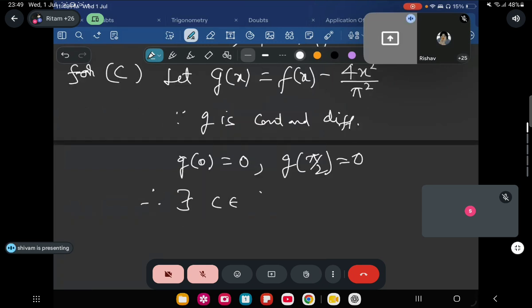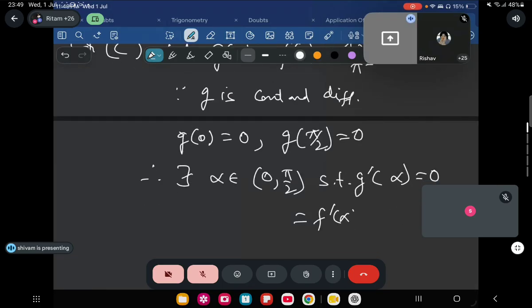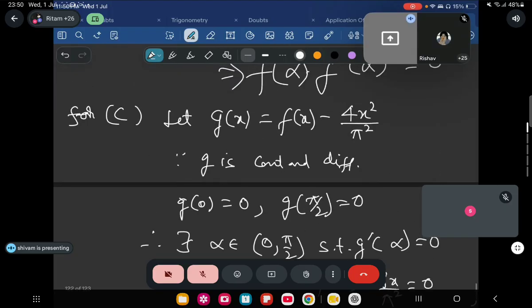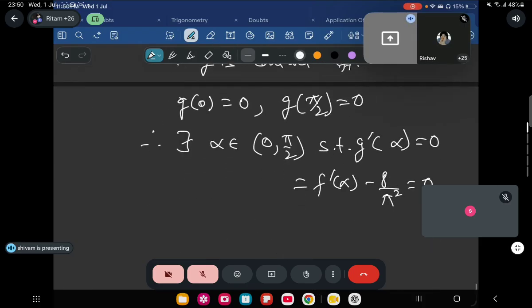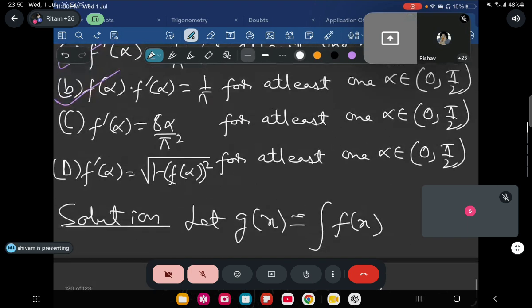Therefore, there exists some alpha belongs to (0, pi by 2) such that g dash alpha is equal to 0. What is g dash alpha? g dash alpha will be equal to f dash alpha minus 8 alpha by pi square, which is equal to 0. So it should be 8 alpha by pi square. So option C is also correct.